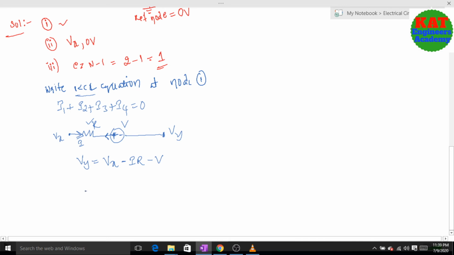So finally from this, I equals Vx minus Vy minus V, divided by R. Like that you have to frame the equations. I equals higher potential minus lower potential minus whatever voltage source is given, divided by resistor. So like that you have to give the current directions I.